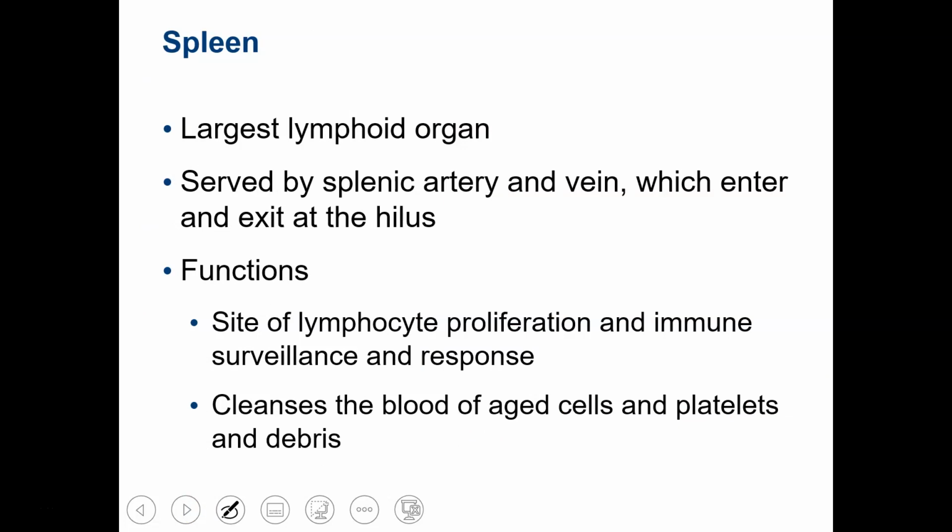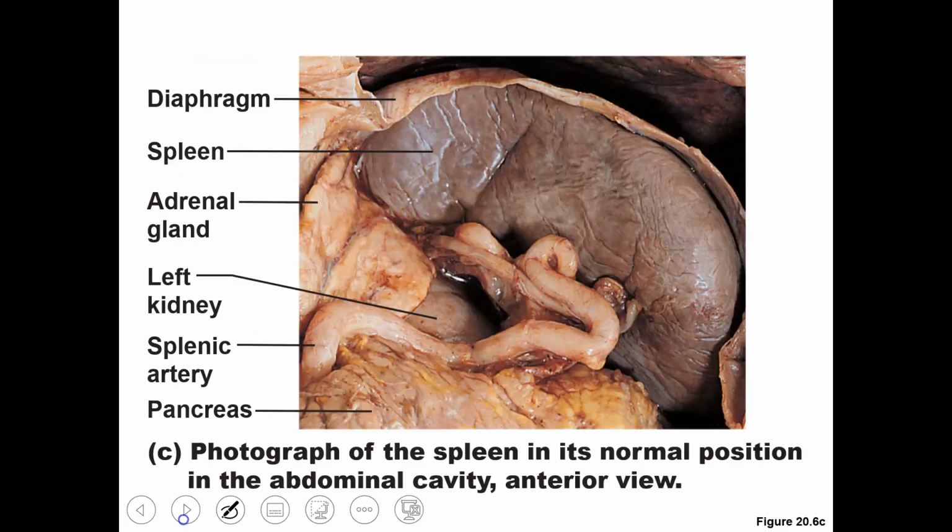So, other lymphoid organs, the spleen, you've always wondered what that does. What does the spleen do? It's a big lymphatic organ. It's where lots of your immune system lives. It also takes out some old blood cells. There's the spleen, unpaired organ on the left side.